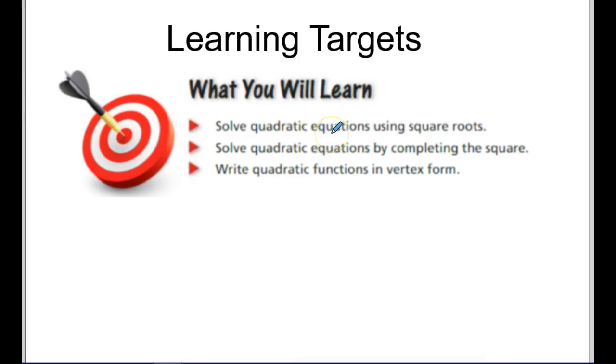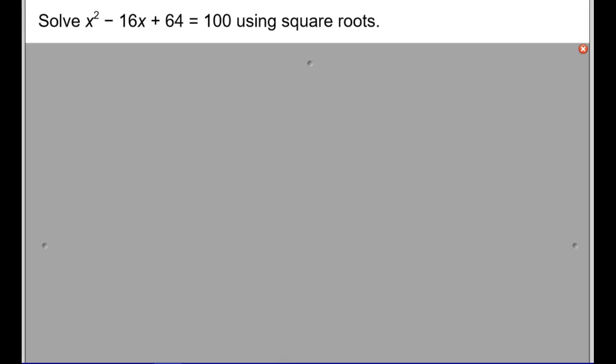First, we're going to solve quadratic equations using square roots. And we've done this in our previous lesson, but now we're going to look at it a little bit differently. Then our second is to solve quadratic equations by completing the square. And the reason we do this is really this third learning target, so I can write these quadratic functions in vertex form and be able to quickly and easily find my vertex.